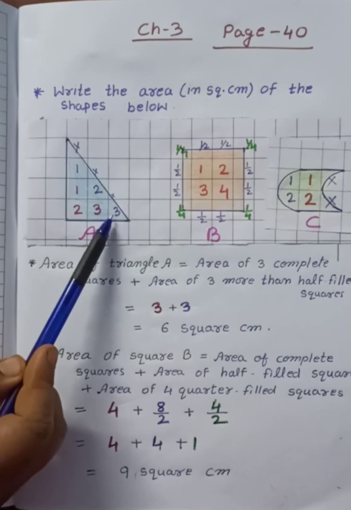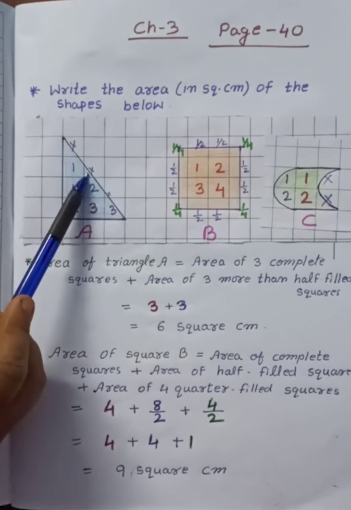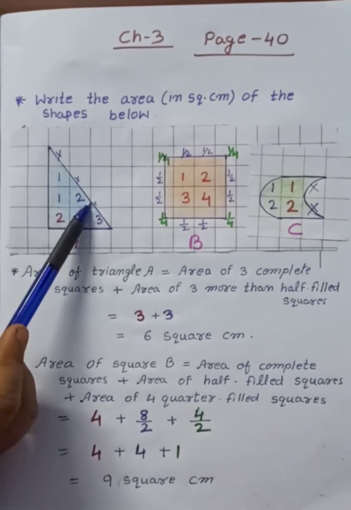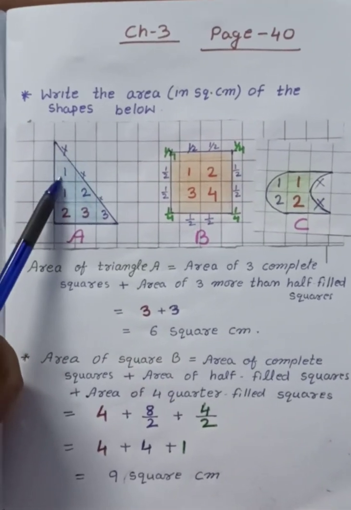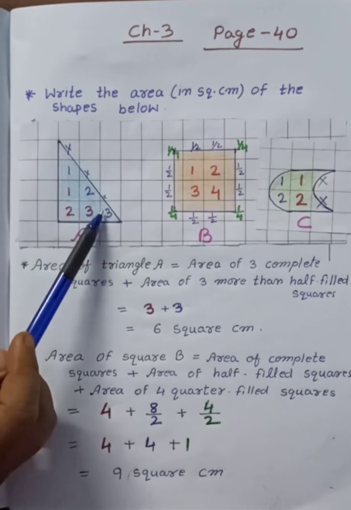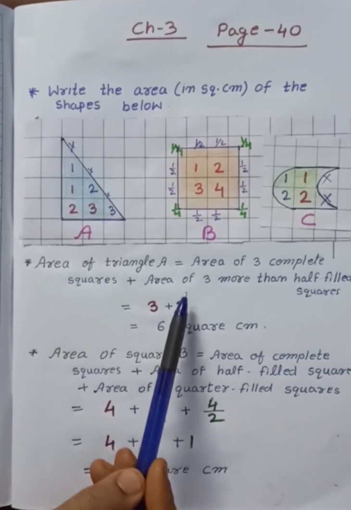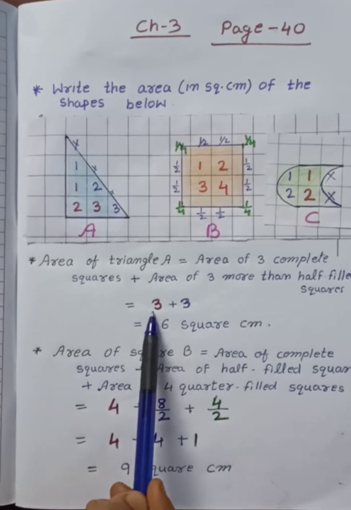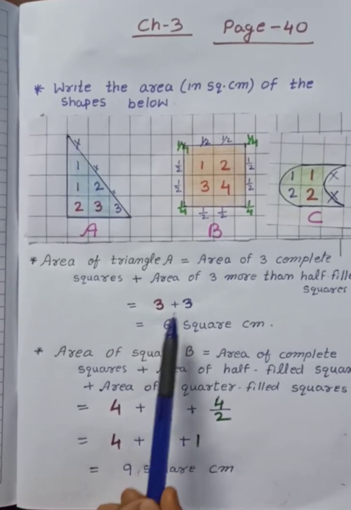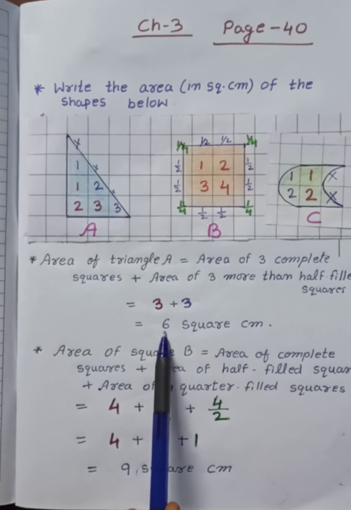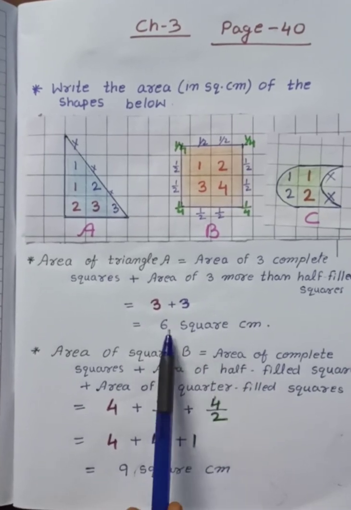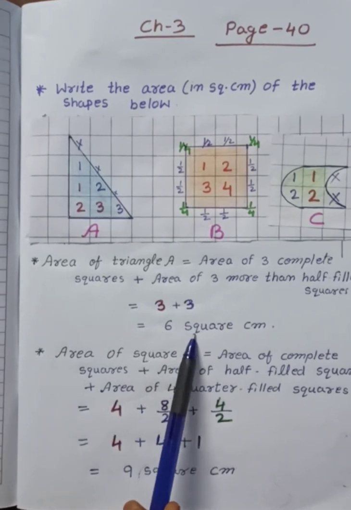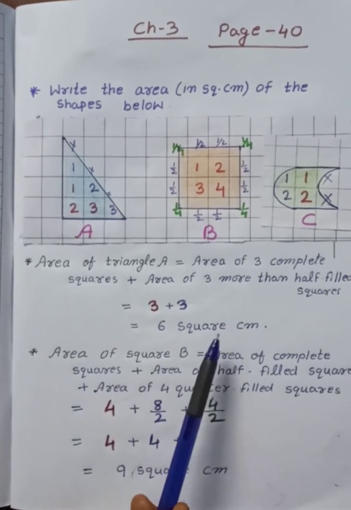If you see very carefully, this square is more than half filled. Here also and here also. And here you can see it is less than half a square, so we will ignore it. Okay. And this we will consider as a full square. So area of 3 more than half filled squares. Okay, so what do we write? 3 plus 3 is equal to 6 square centimeter. So we can say area of triangle A is equal to 6 square centimeter.